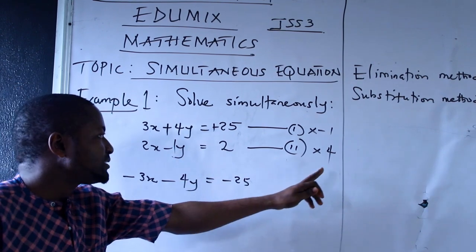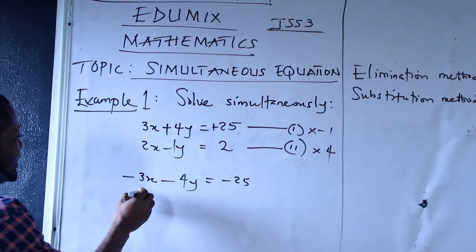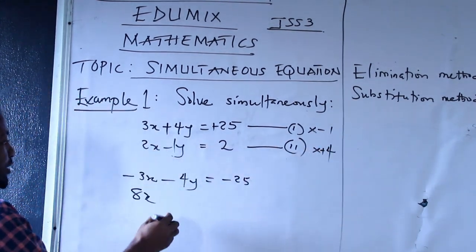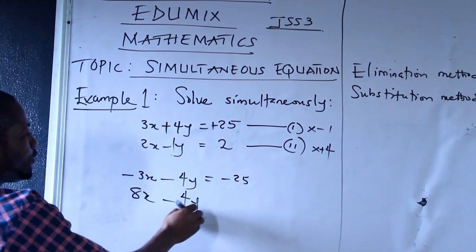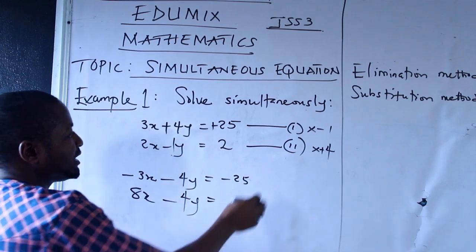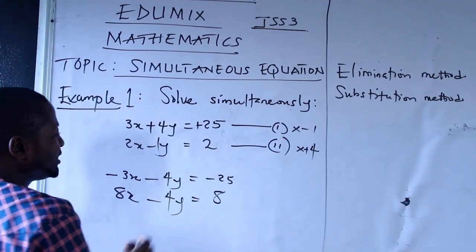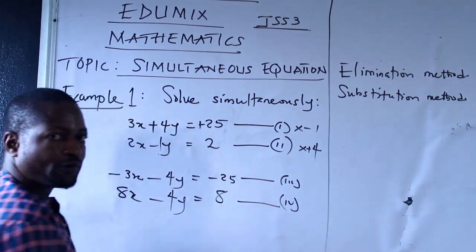Now, the next thing, I'll use 4 to multiply equation 2. Now, 4 times 2x will give me 8x. Then, of course, there's an invisible plus there. Plus times minus is minus. Then 4 times 1y will give me 4y is equal to. Now, plus times plus is plus. Yes. Then 4 times 2 is going to give me 8. Now, this is equation 3, equation 4.